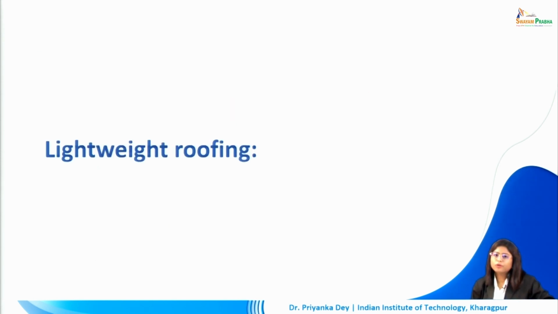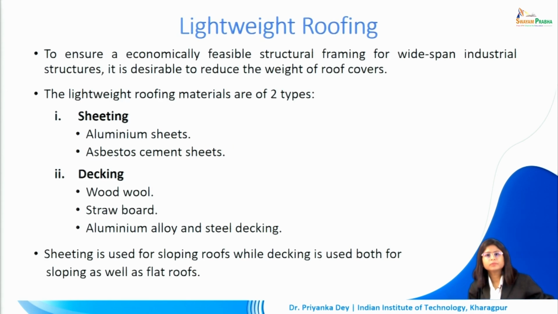The next type of roofing covering that we can use is the lightweight roofing. Here we have a few options. To ensure an economically feasible structural framing for wide span industrial structures, it is desired to reduce the weight of the roof covers. So, that is when we opt for the lightweight roofing material. There are two types. We can go for sheeting. Sheeting can further be classified into two parts. We can have aluminium sheets or asbestos cement sheets.